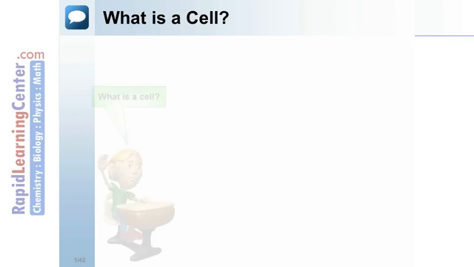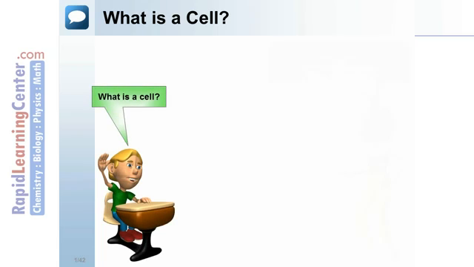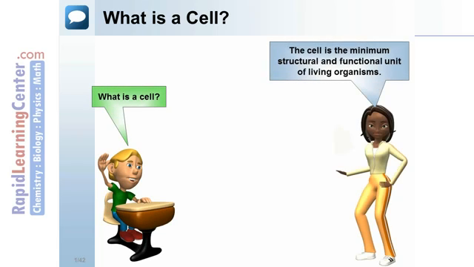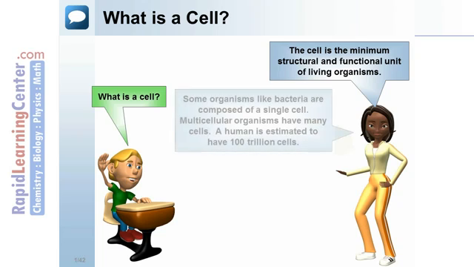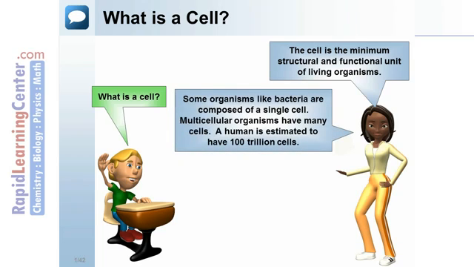What is a cell? The cell is the minimum structural and functional unit of living organisms. Some organisms, like bacteria, are composed of a single cell. Multicellular organisms have many cells. A human is estimated to have 100 trillion cells.